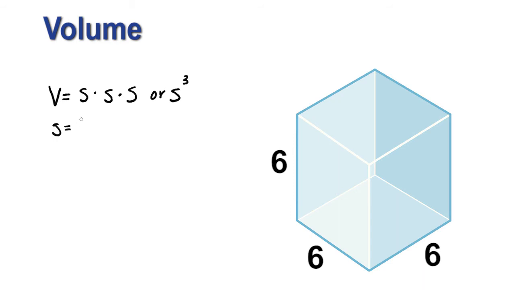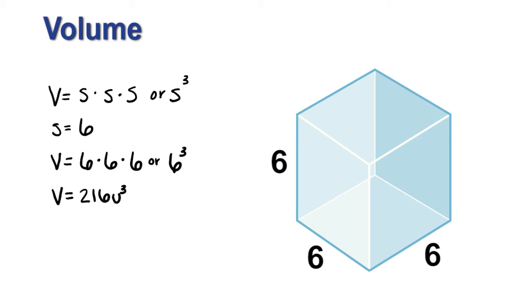Let's explore the volume of a cube. A cube is a special rectangular prism where the lengths of all the sides are equal. The formula for the volume of a cube would therefore be the length, S, times the width, S, times the height, S, or S cubed. Let's substitute the value of 6 for S. The volume would equal 6 times 6 times 6, or 6 cubed. The volume would be 216 cubic units.